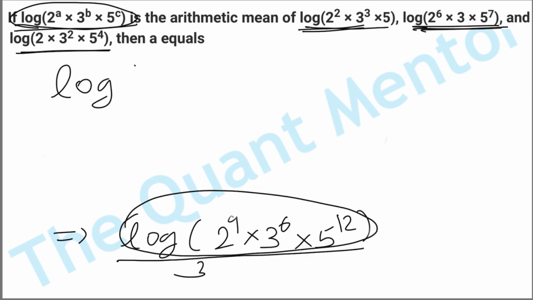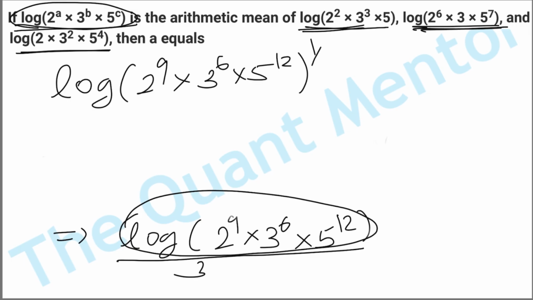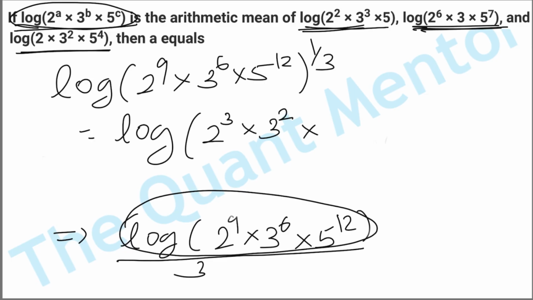This means it is like log of 2 raised to 9 into 3 raised to 6 into 5 raised to 12, the whole raised to 1 by 3. And this is what brings 1 by 3 outside and we have 3 in the denominator, right? So finally, we are going to get log of 2 raised to 9 raised to 1 by 3, which is 2 raised to 9 into 1 by 3. That's 2 cube. 3 raised to 6 raised to 1 by 3 is 6 into 1 by 3. That's 3 square. Into 5 raised to 12 raised to 1 by 3 is 5 raised to 12 into 1 by 3. That's 5 raised to 4.